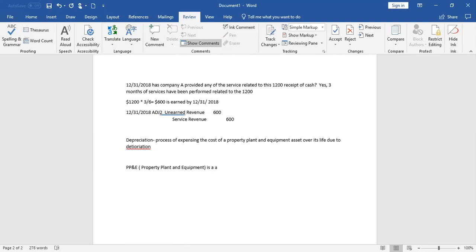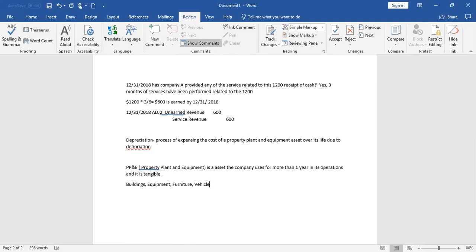PP&E is an asset the company uses for more than 1 year in its operations, and it is tangible. You can see it, you can touch it. So we've been exposed to these already. Buildings, equipment, furniture, vehicles.